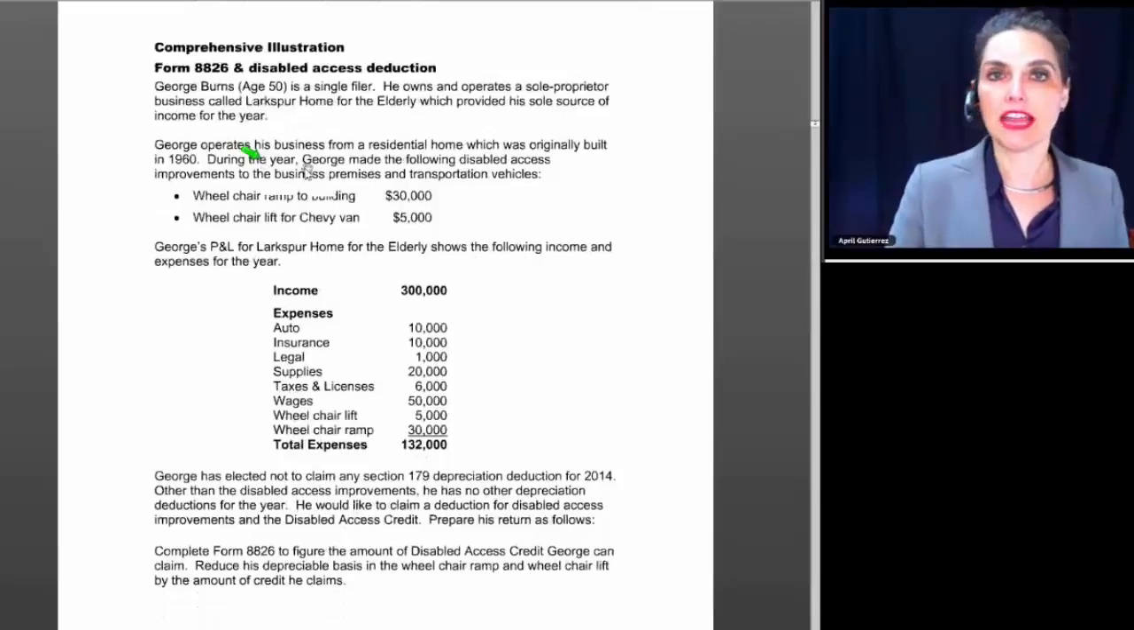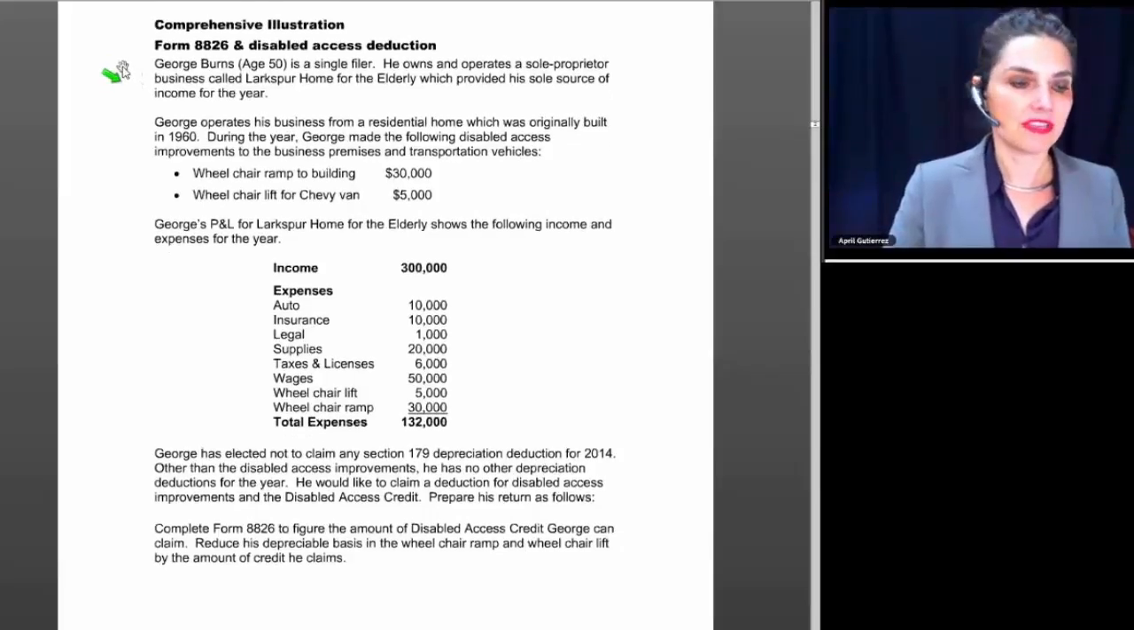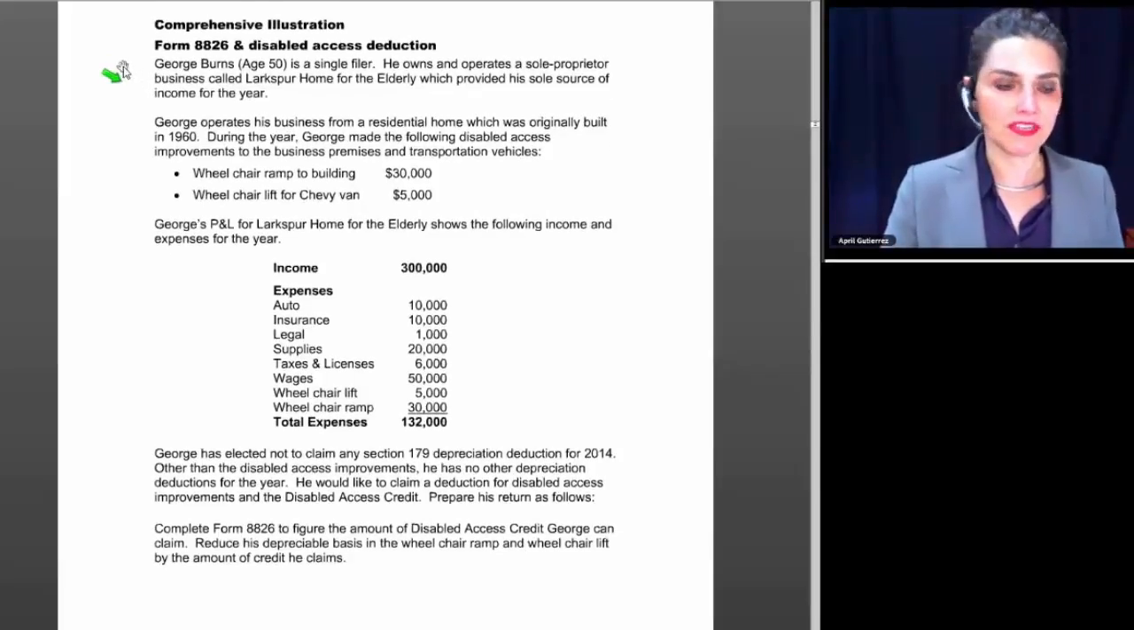So let's take a look at how all of these rules that I just gave you can be summarized and put to work for us on a particular illustration. I created a comprehensive illustration here of figuring the disabled access deduction and the disabled access credit. The character in this story is named George Burns. He is age 50 and is a single filer.